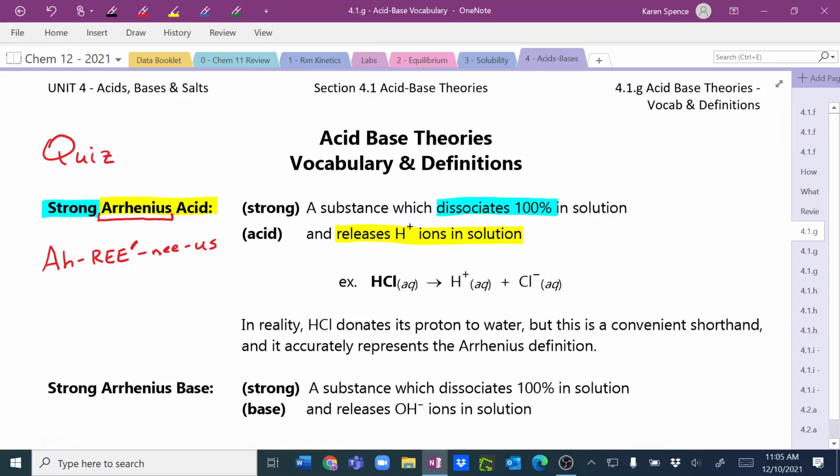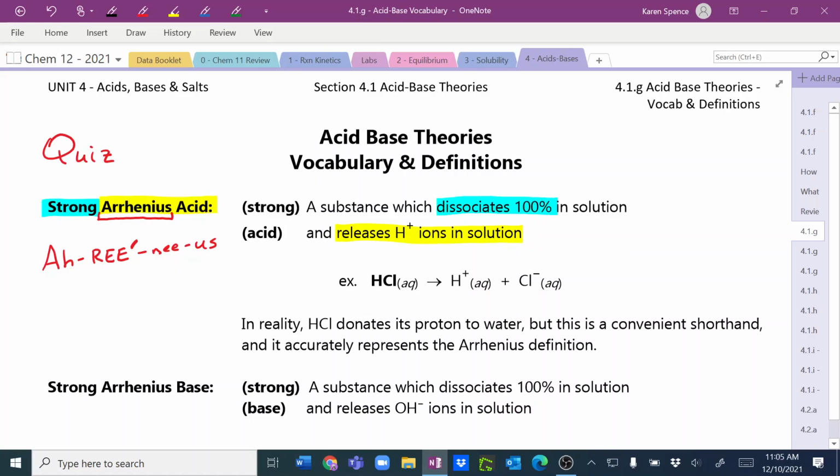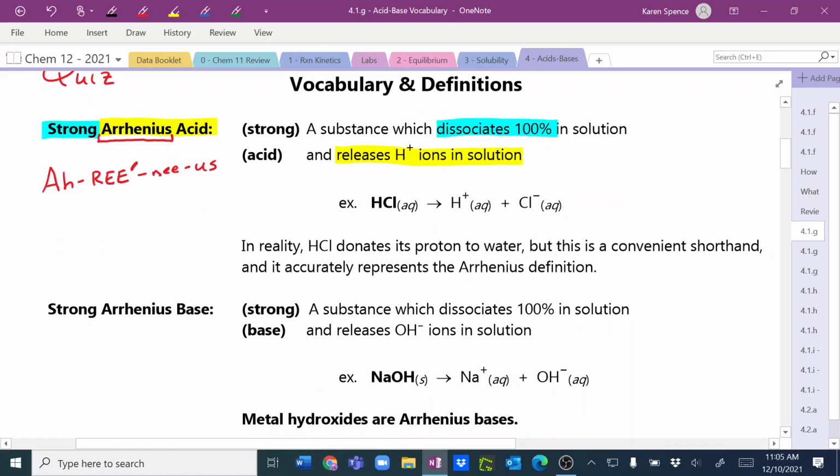And similarly for a base, these are fairly straightforward bases, not like the ones on that new chart we have. These are the easy ones that you probably learned in grade 10 and 11, the ones that have OH in them, yes? So if we want to define one as being strong, it's going to have to dissociate 100%. And if it's going to be an Arrhenius base, it has to release hydroxide.